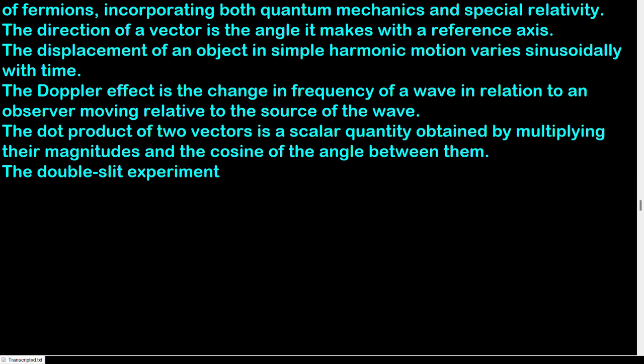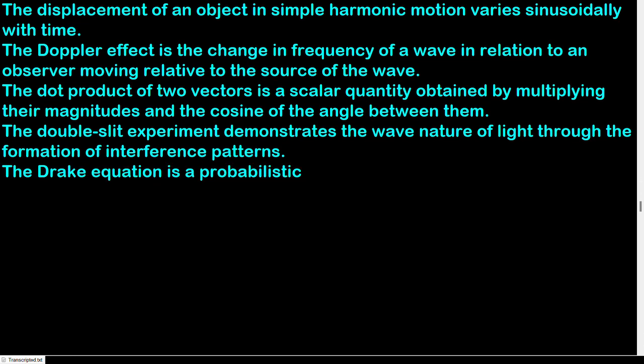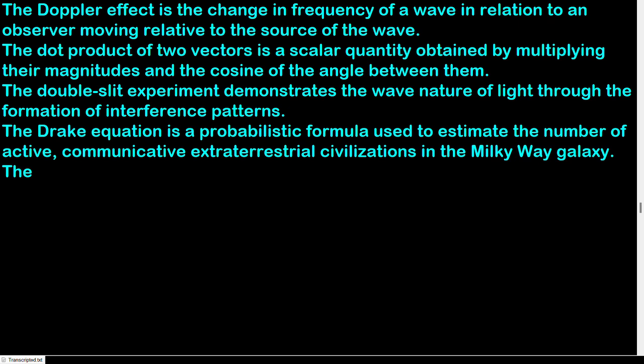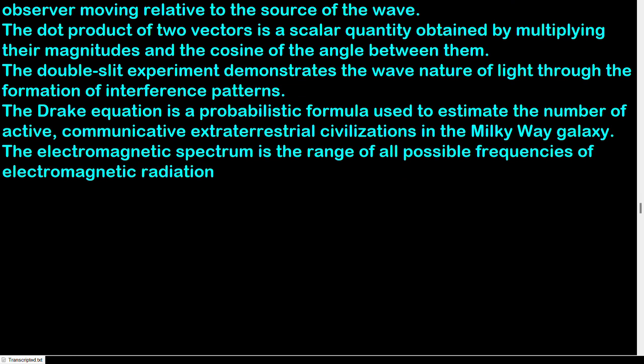The double slit experiment demonstrates the wave nature of light through the formation of interference patterns. The Drake equation is a probabilistic formula used to estimate the number of active, communicative extraterrestrial civilizations in the Milky Way galaxy. The electromagnetic spectrum is the range of all possible frequencies of electromagnetic radiation.